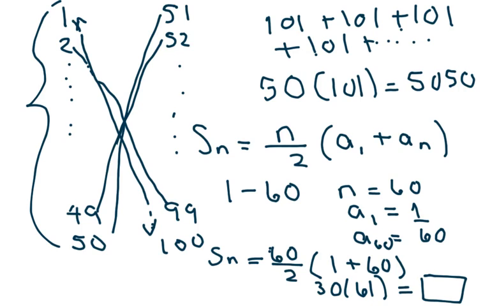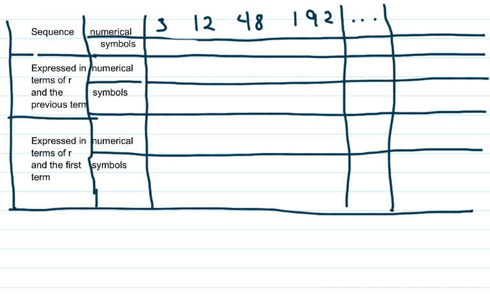So that's kind of the story of Gauss, and that's called an arithmetic series, because we're adding it. And now we're going to talk about arithmetic and geometric sequences. Okay, so for example, this is going to be called an arithmetic sequence.